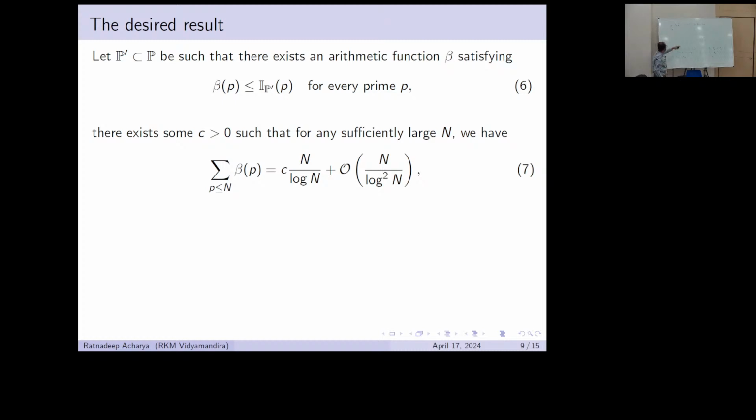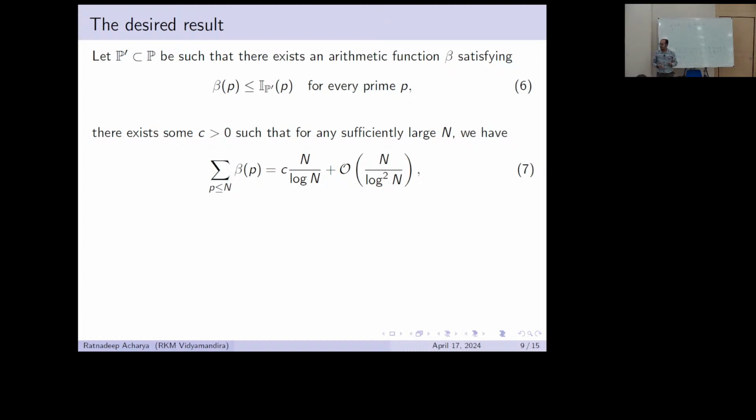So this is the size of pi x under the prime number theorem. If you divide, the left hand side counts the number of primes in p prime up to x. So C should be the natural density of the set p prime. All right. So if the subset p prime has some positive density, then of course equation number 7 is also satisfied if we just replace beta by the characteristic function.